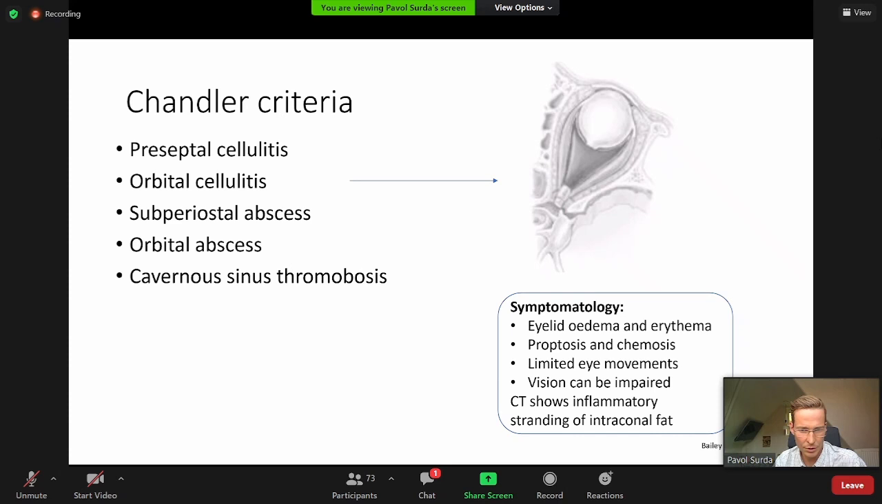And subperiosteal abscess, in the CT scan will show this typical pattern of a collection that is located subperiosteally. Very often there might be only the beginning of abscess, but once there is a fully developed one, you would see the rim enhancing hypodensity with a mass effect. And patients will often present with proptosis, chemosis, sometimes even ophthalmoplegia, and vision can be impaired. All depends on the position of the abscess.